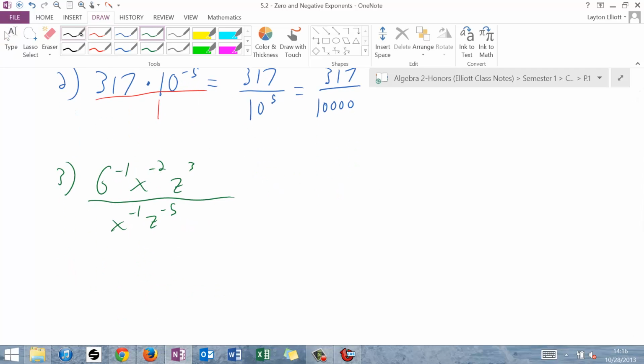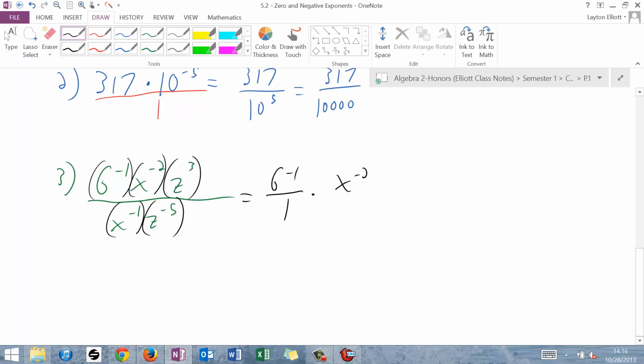Well, if I look at the operation that's in between all of these, I have multiplication in between each little part here. Multiplication there, multiplication there. And so I can sort of break this apart into separate fractions. Now, we're not going to do this every time, but I want you to see this as broken apart into separate fractions. And I'm going to have 1 over x to the negative 1 and 1 over z to the negative 5.